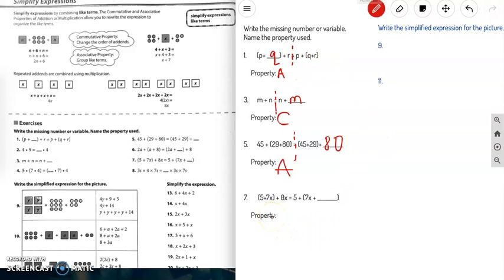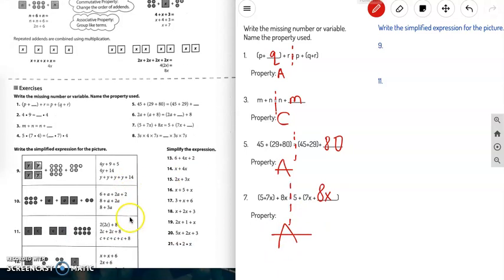Number 7. Whoa, it's getting complicated here. Parentheses 5 plus 7x plus 8x equals 5 plus 7x plus blank. Again, we have the 5 here, 5 there, 7x here, 7x there. We need the 8x. It will result in the same answer, and that is thanks to the associative property. I hope this helped. Let's go ahead into the second section.